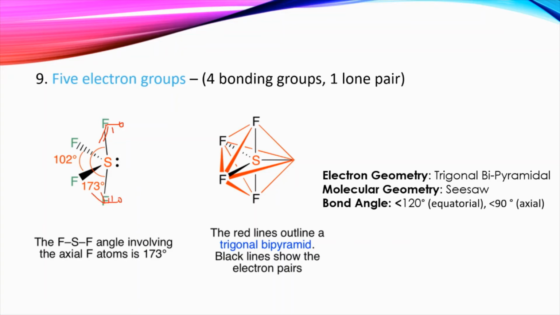It's kind of a skewed seesaw, but the lone pair here basically pushes all of these bonds together, squishing them, and the equatorial and axial bond angles change. The equatorial bond angle here is much smaller, and then the axial bond angle is going to be less than 90, because if you divide 173 by 2, you're not going to get a 90-degree bond angle. Okay, so seesaw geometry, the lone pair is right there.